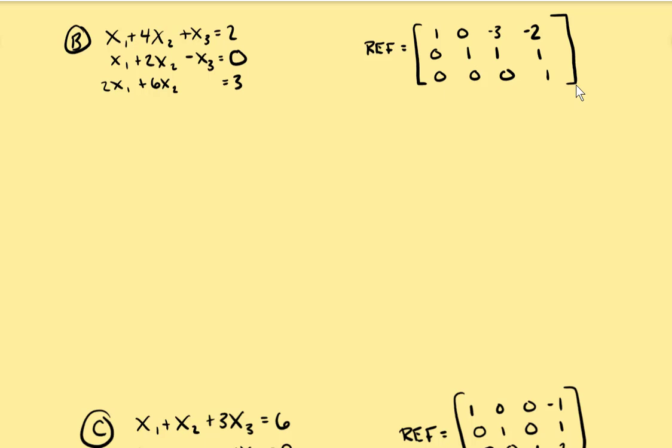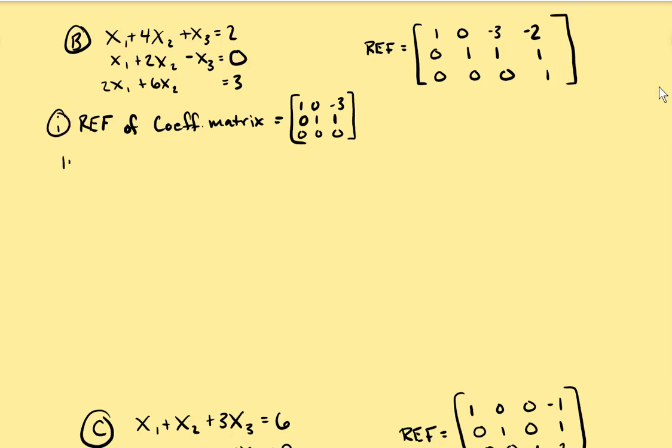First thing we were asked to do is give the REF, the reduced echelon form, of the coefficient matrix. We already saw that's just the first 3 columns over here. So let's jot that down really quick. The REF of the coefficient matrix is just the first 3 columns of the augmented matrix REF. So that's part 1. Part 2 says give the rank of both of these matrices, the REF of the augmented matrix and the coefficient matrix.